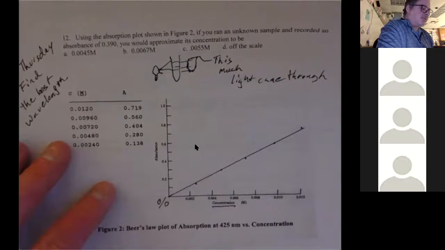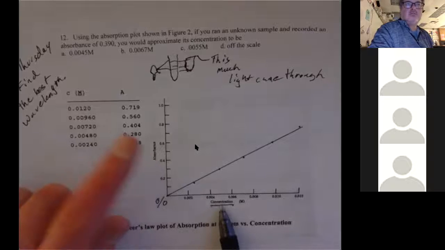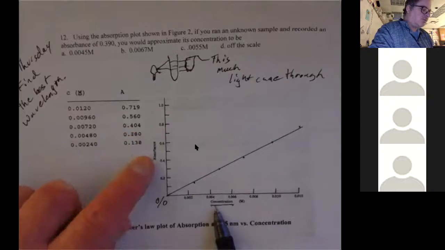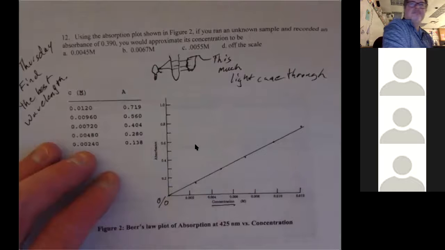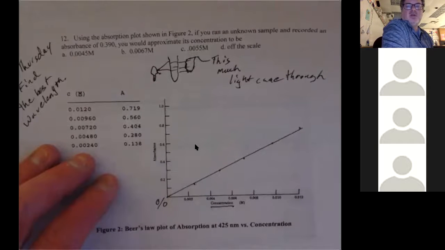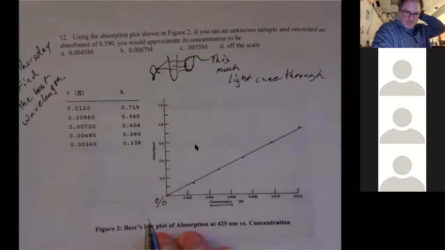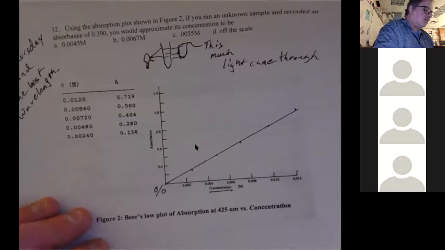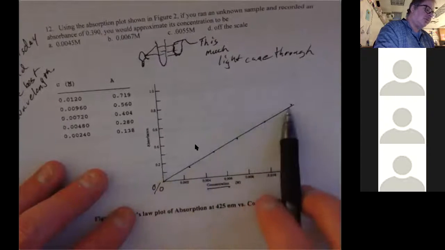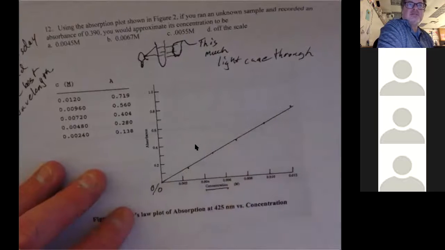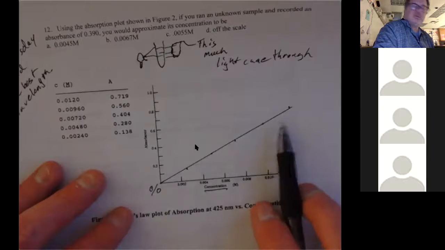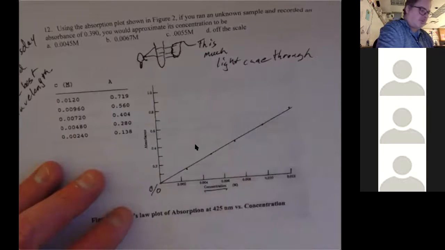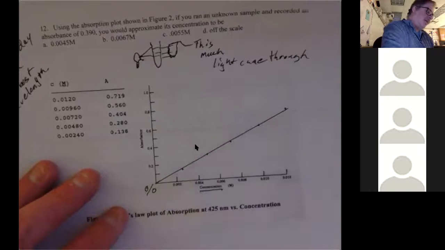You'll want to put this on a scatter plot in Excel, concentration to absorbance, and then you'll want to do a best fit line. You can do this by hand if you want. I have kids do it by hand every year. Up to you. Does it make sense that as the concentration increases, the absorbance increases? Yeah, because there's more particles. More particles to scatter light and absorb it. So that's the idea there.